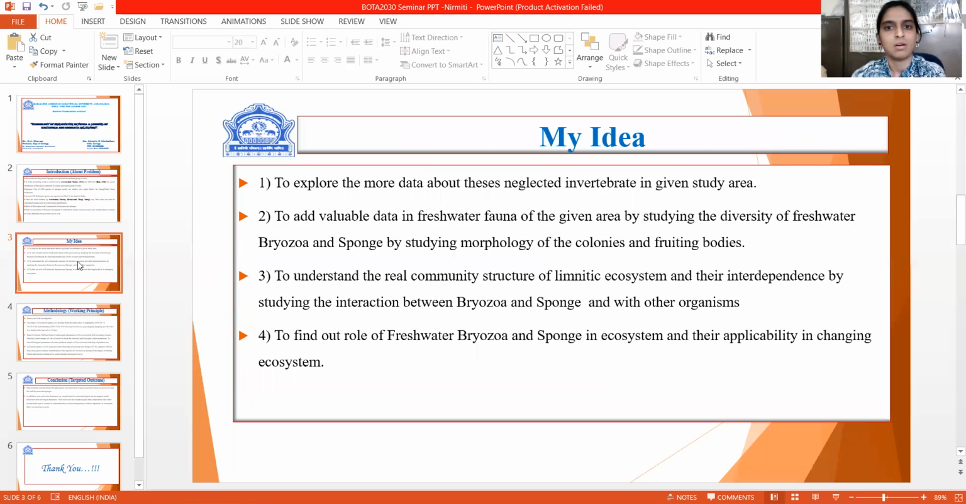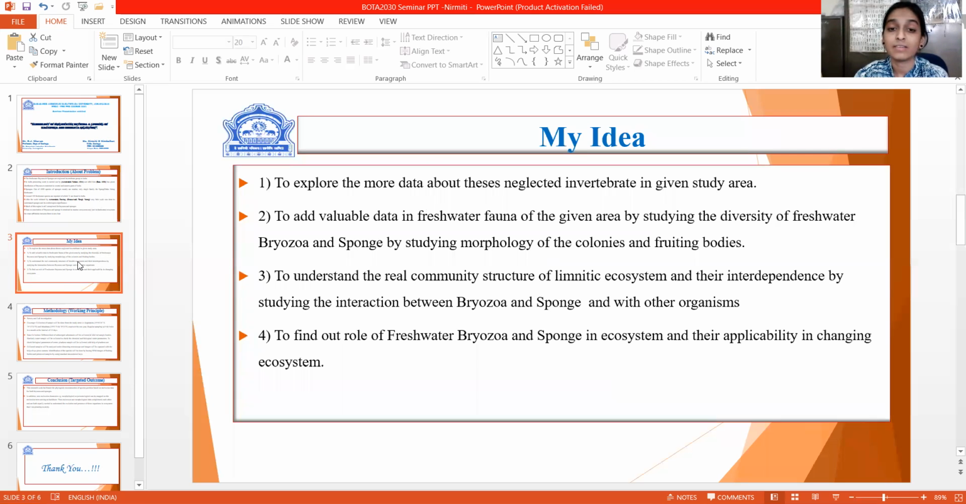So, my idea about this research work is to explore more data about this neglected invertebrate group in the given study area, to add valuable data on the freshwater fauna of the area by studying the diversity of freshwater bryozoa and sponge, by studying the morphology of the colonies and fruiting bodies.